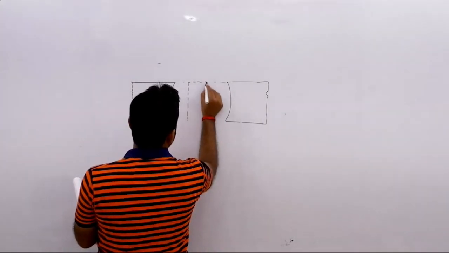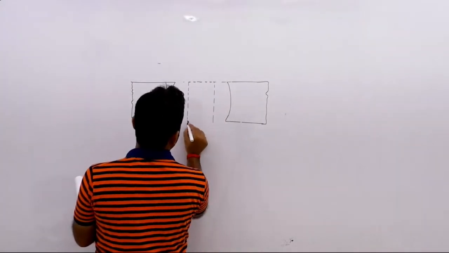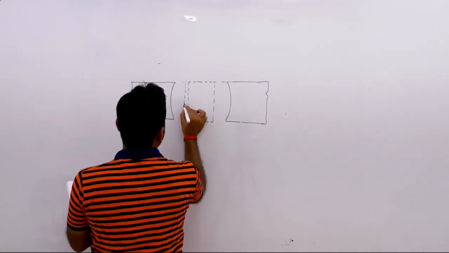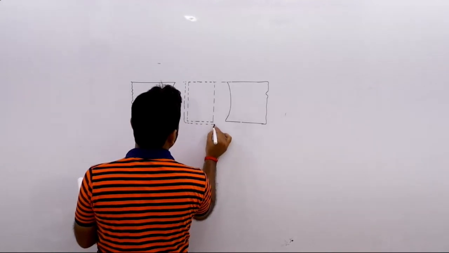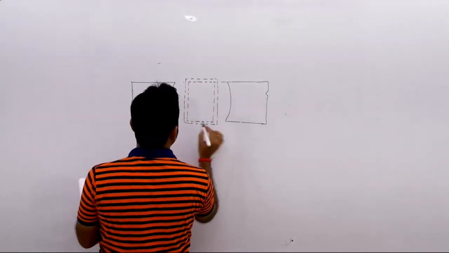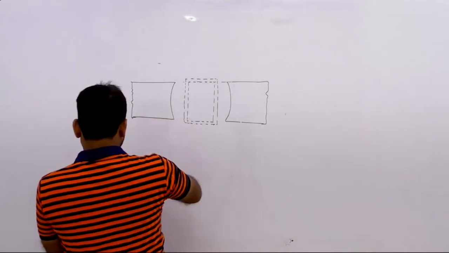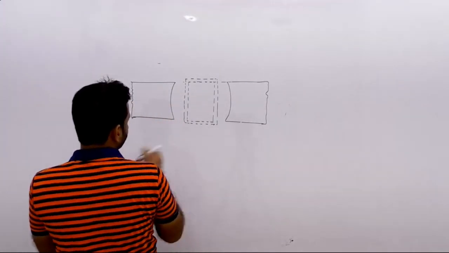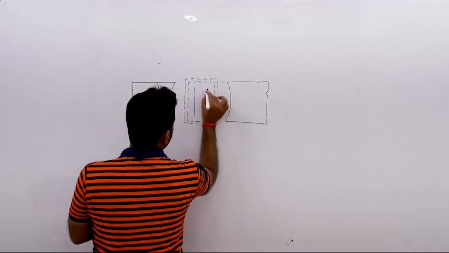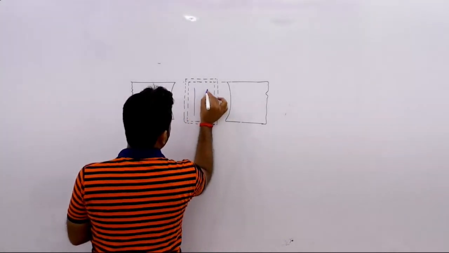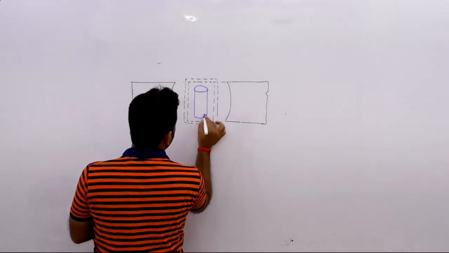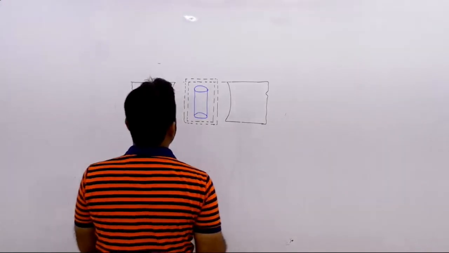Okay, so now this is a rectangular coil. This is your rectangular coil. Okay. और इसके बाद जो हमें लेना है, that is what? Our cylindrical core. This is your cylindrical core.